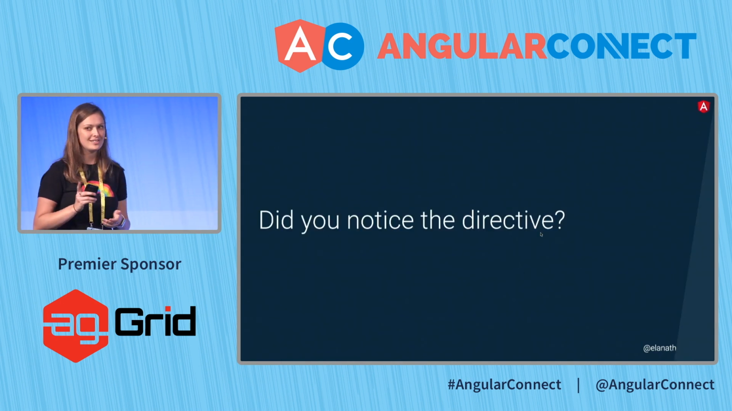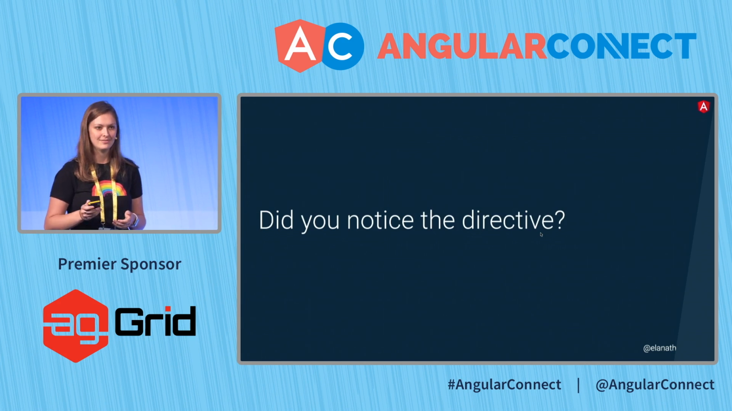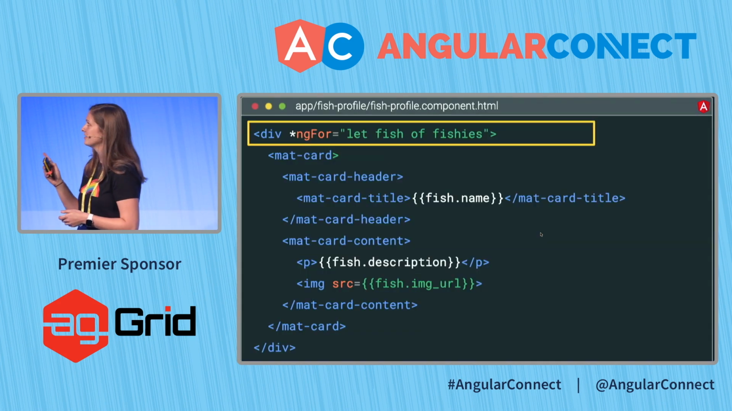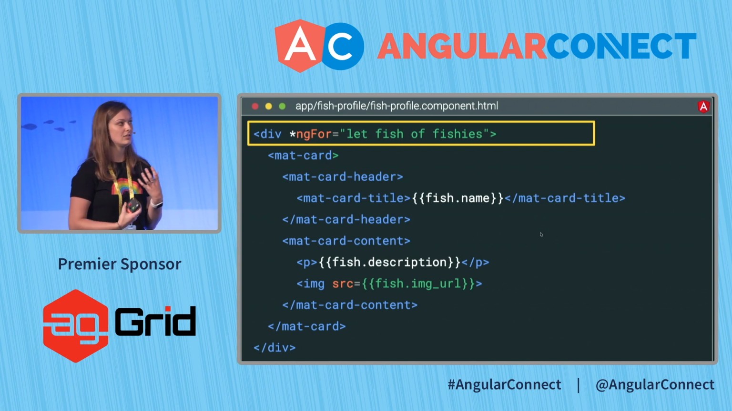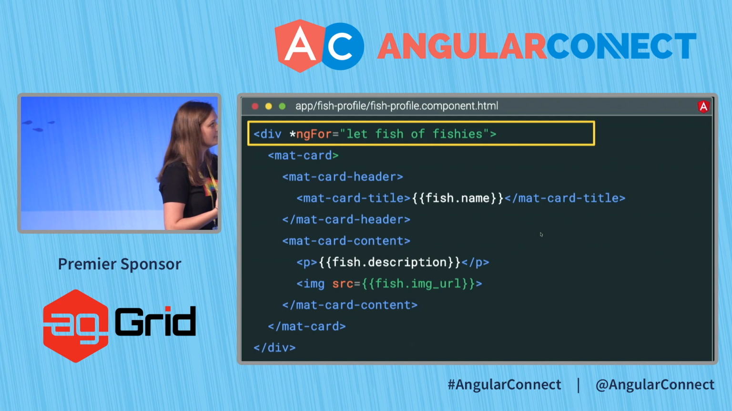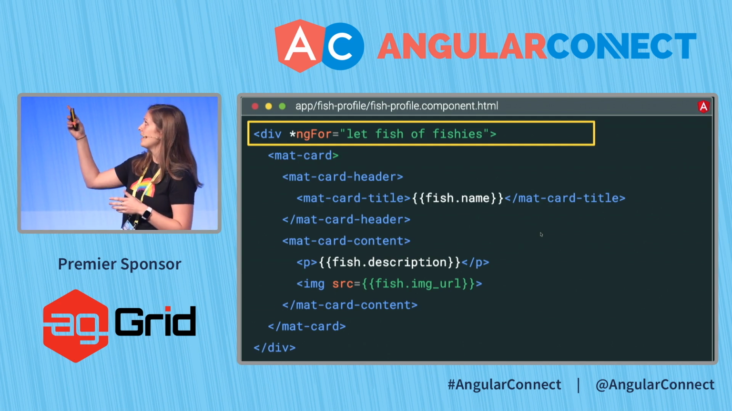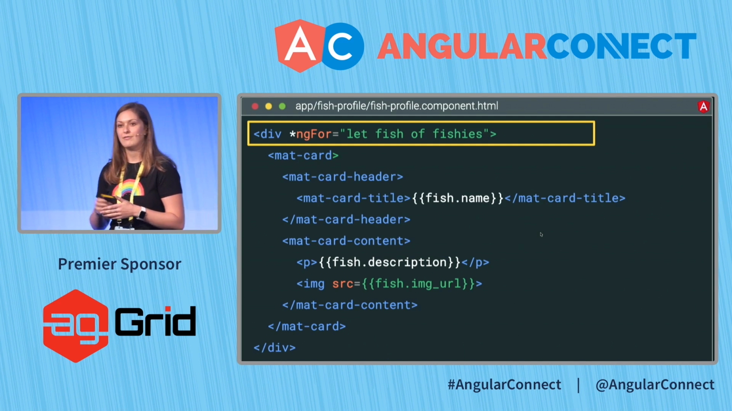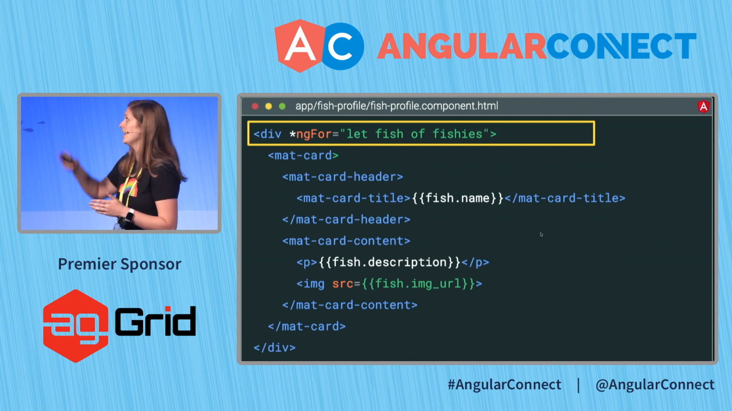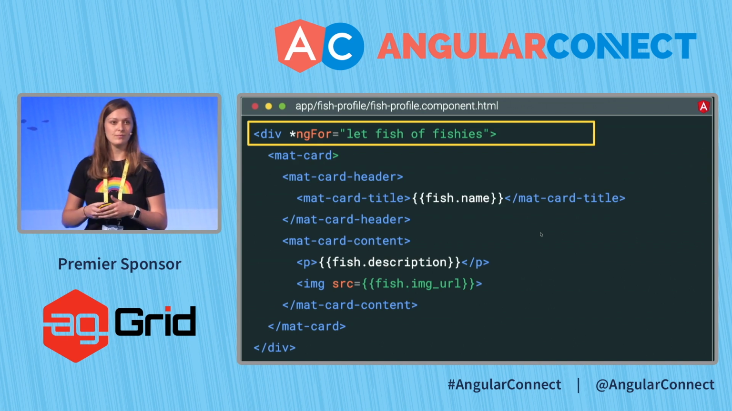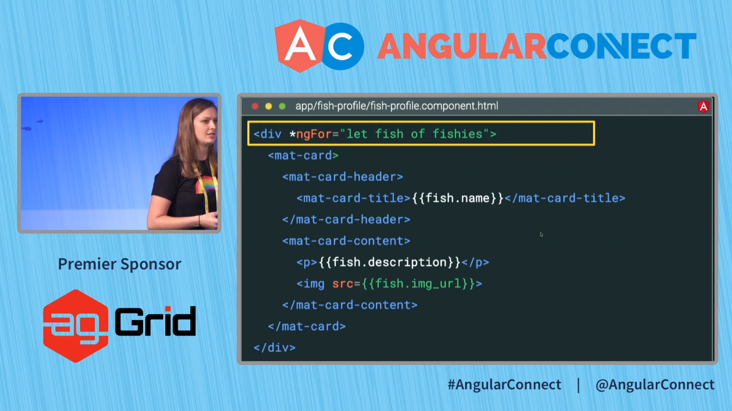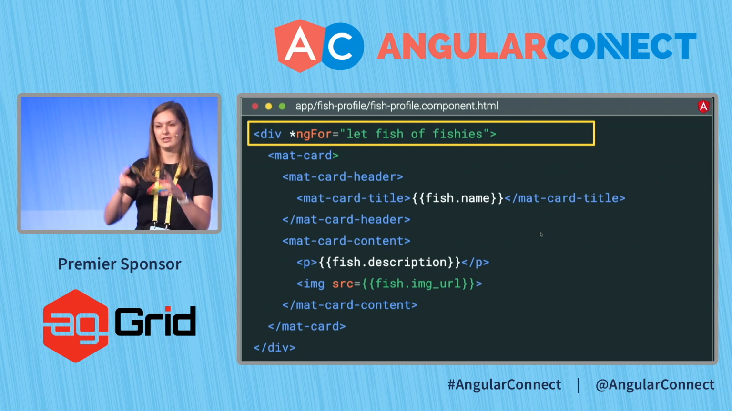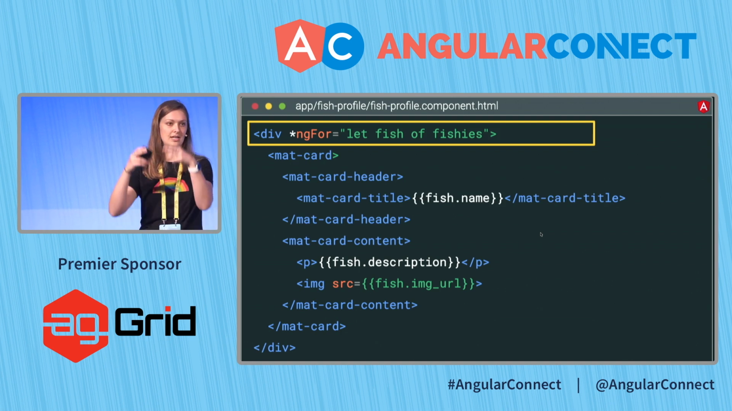Did you notice the directive that I slipped in that code? Here it is. Directives allow us to do interesting things to our code. In this example, we have an array called fishies, and for every fish, we iterate over it, and we produce a mat-card. And so I had a puffer fish, and I had an angelfish, and lots of other fish, and every single one of those fish had their own profile duplicated in a list.